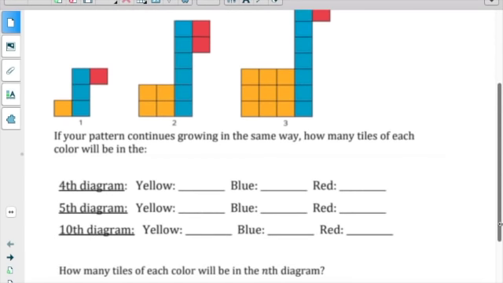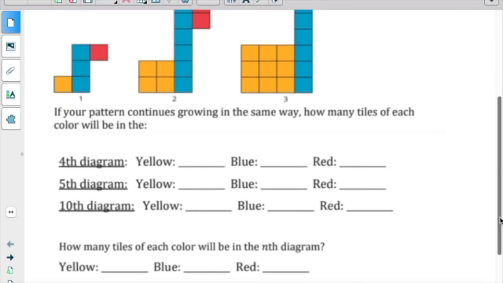So if the pattern continues growing in the same way, how many tiles of each color will be in the 4th diagram, 5th diagram, 10th diagram? And then on the bottom, it wants to know how many of each color will be in the nth diagram. So it's looking for the rule. So we can determine any number in our sequence just by using that rule.